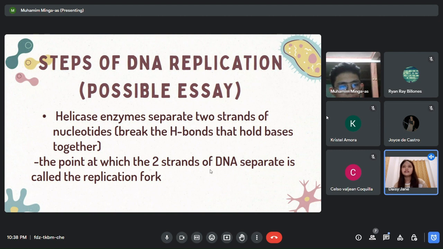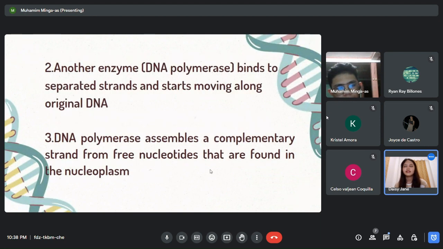So, first is the helicase enzyme, the unzipping enzyme. It separates the two strands of nucleotides, or it breaks the hydrogen bonds that hold the bases together. The point at which the two strands of DNA separate is called the replication fork. Next. Second is another enzyme, the DNA polymerase, or the builder, which binds to the separated strands and starts moving along the original DNA. The DNA polymerase assembles a complementary strand from free nucleotides that are found in the nucleoplasm. Next.